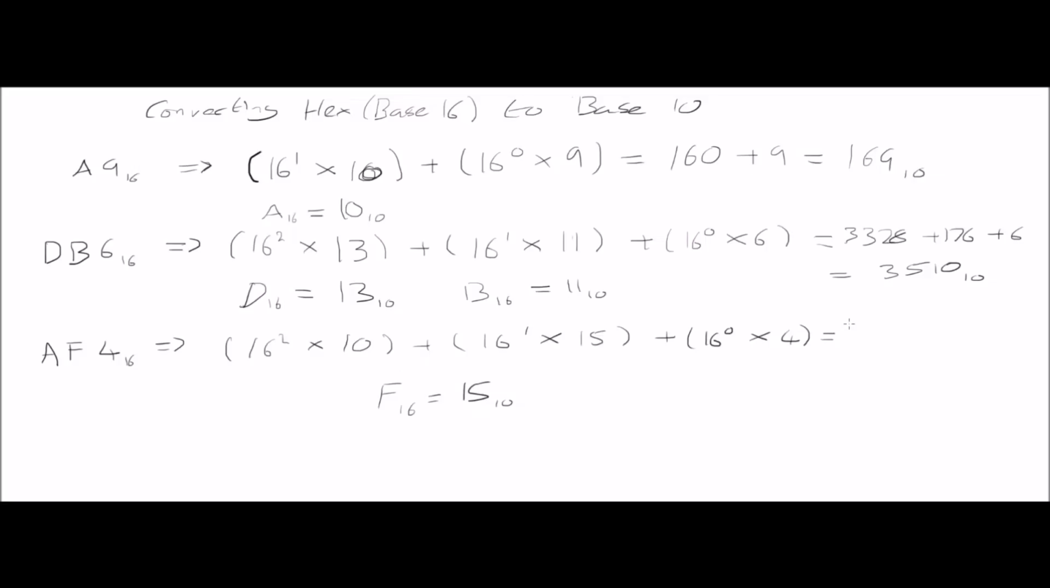Okay, so if you do all of that, then you get 2,560 plus 240 plus 4, which is going to give you a total of 2,804 base 10. Okay, so that's just an alternative method of converting hexadecimal numbers to decimal.